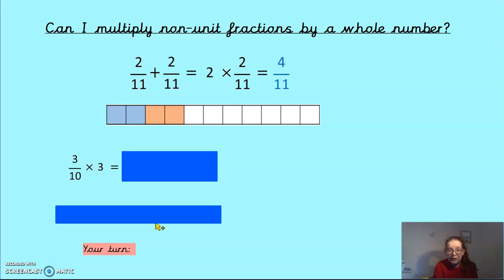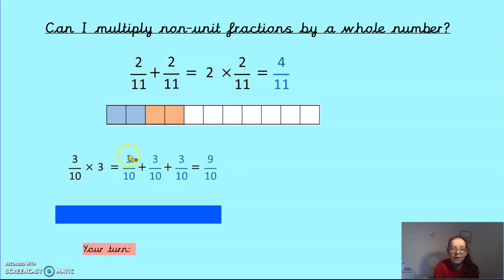All right, guys, hopefully you've got an answer in front of you. If you haven't, quick, pause me again. I've got 3/10 times 3. That is the equivalent of 3/10 plus 3/10 plus 3/10. Remember, our denominator will not change. So my answer is going to end in tenths. It's going to have a denominator of 10, sorry.